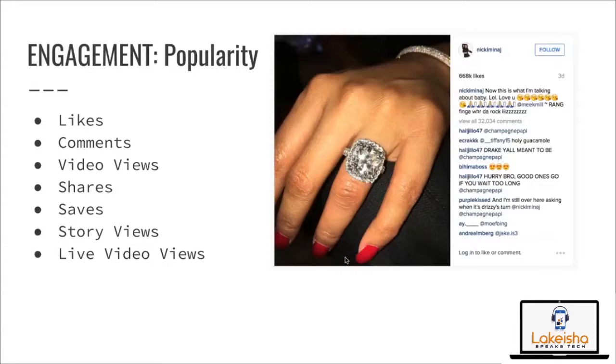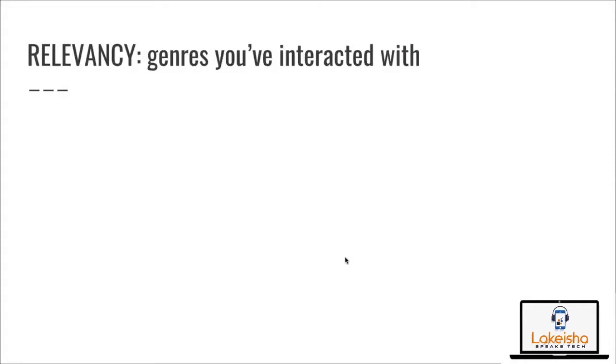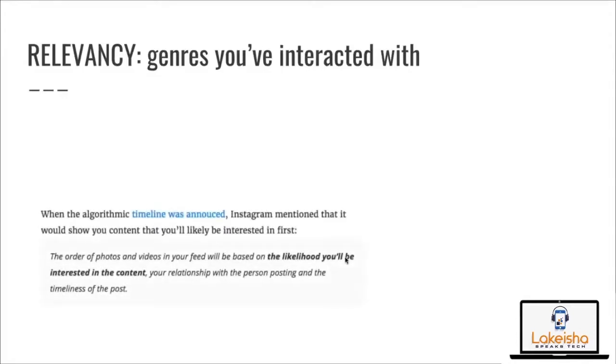All right. Okay. So let's talk about the relevancy. The relevancy is the genres that you've interacted with. So keep genres in mind because there are two different types of interaction, but this one for relevancy is the one for genres. Instagram actually mentioned whenever they first rolled out the new algorithm, this is what they said. The order of photos and videos in your feed will be based on the likelihood you'll be interested in the content, your relationship with the person posting, and timeliness of the post.